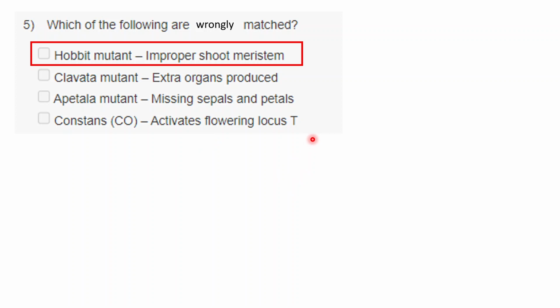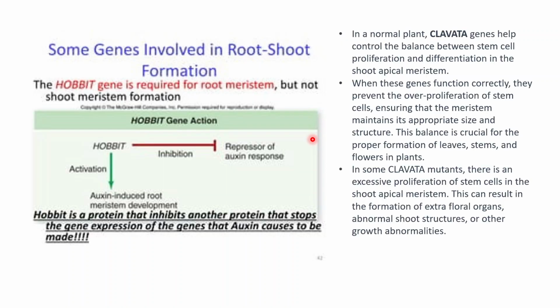Let us look at the explanation. Hobbit is a gene required for root meristem but not for shoot meristem formation. There are some genes which are involved in root and shoot formation, and Hobbit is one such gene which is required only for root meristem but not for shoot meristem formation. We have the Hobbit gene, inhibition of repressor of auxin response, but Hobbit activates auxin-induced root meristem development.